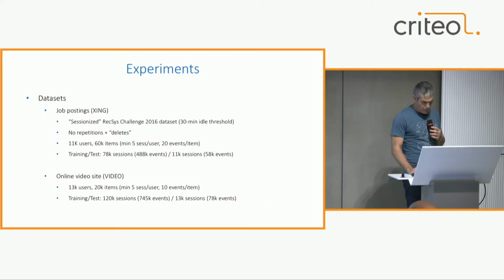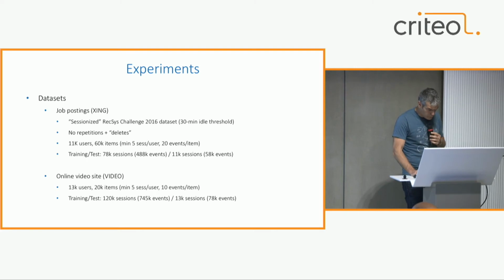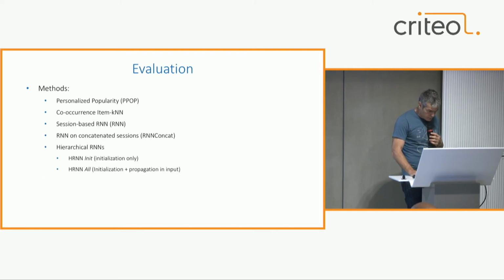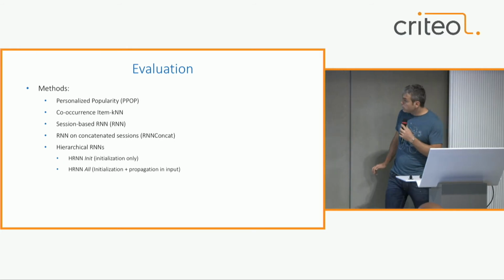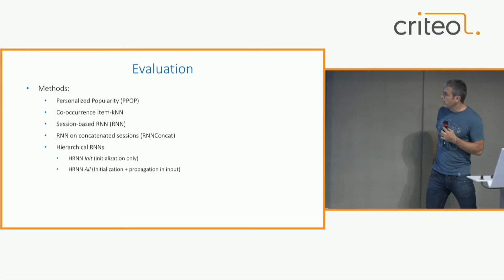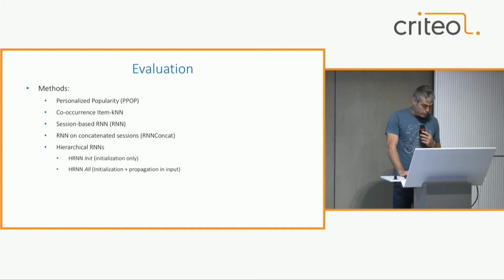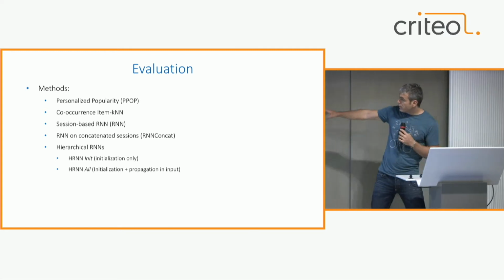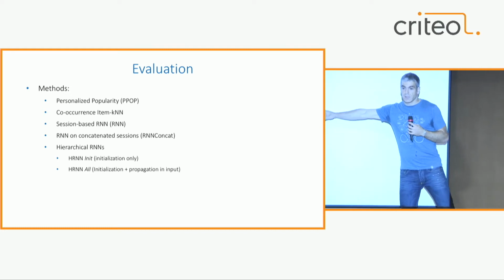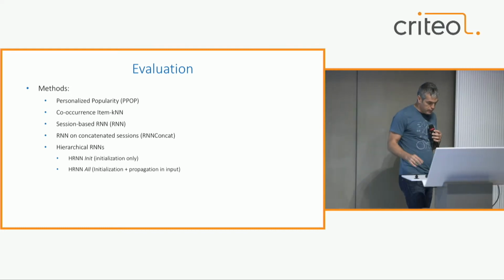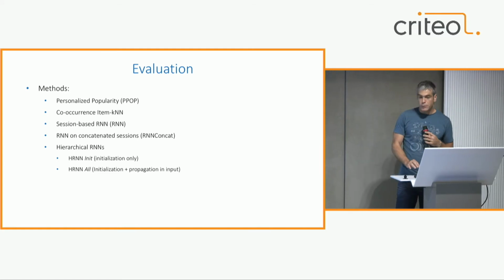And we used two data sets again, one from job postings. This was actually the RecSys Challenge 2016 data. And again, the data from the online video site. We used a couple of baselines: personalized popularity, item similarity, again the simple session-based recurrent neural networks, and recurrent neural networks on the concatenated sessions of the user. And then the two versions of the hierarchical recurrent neural networks.